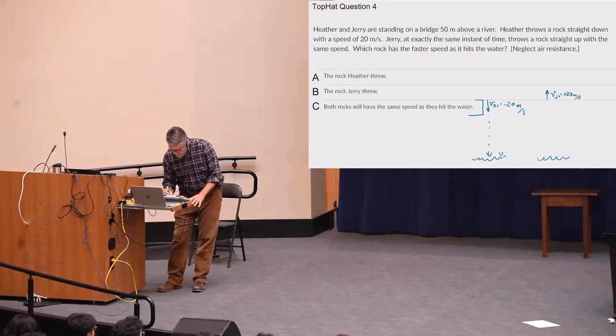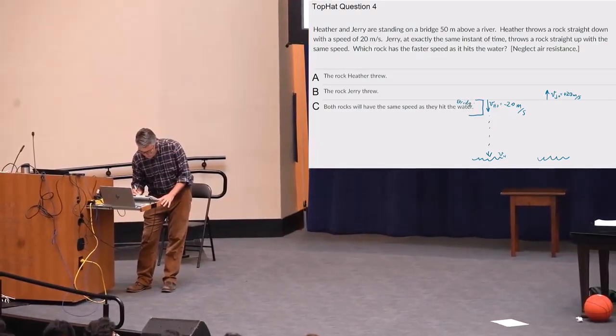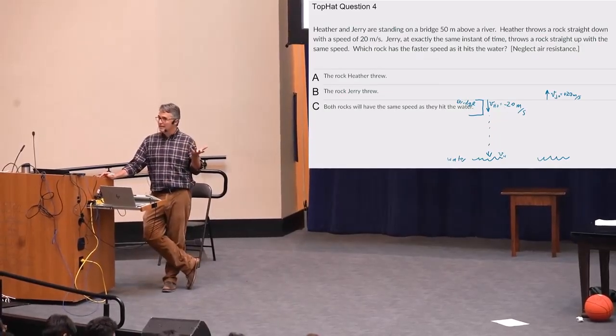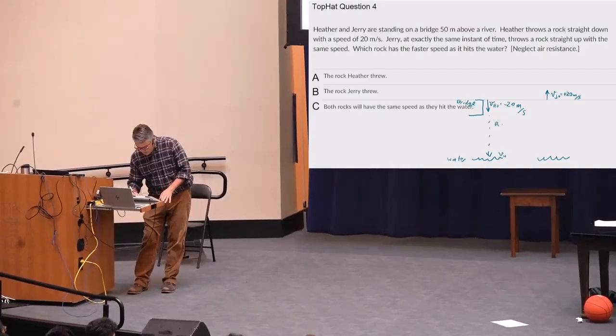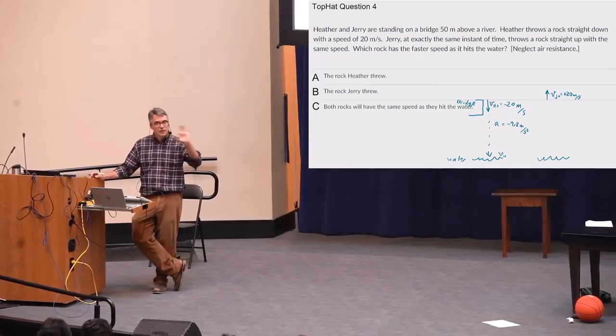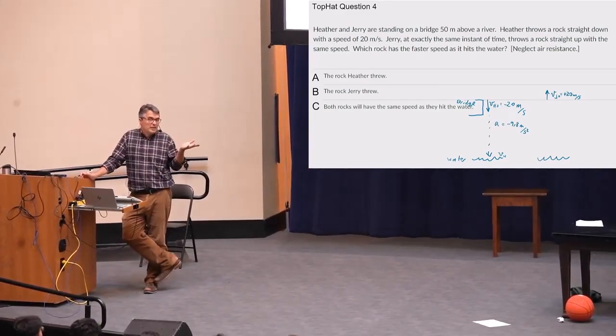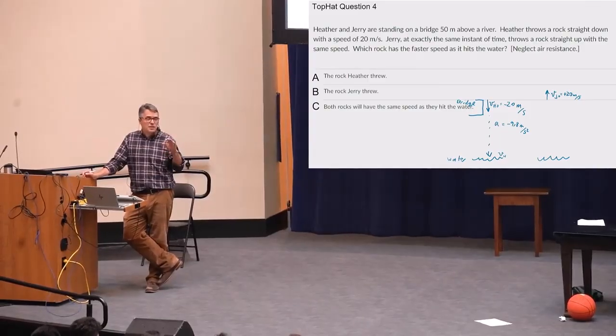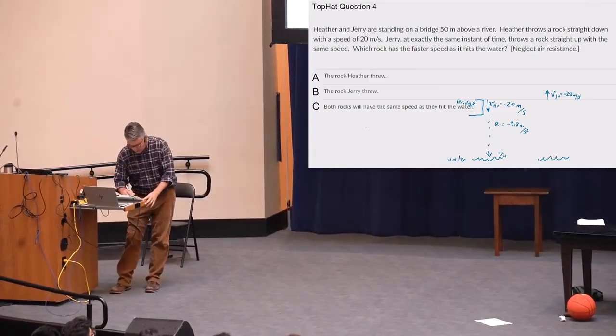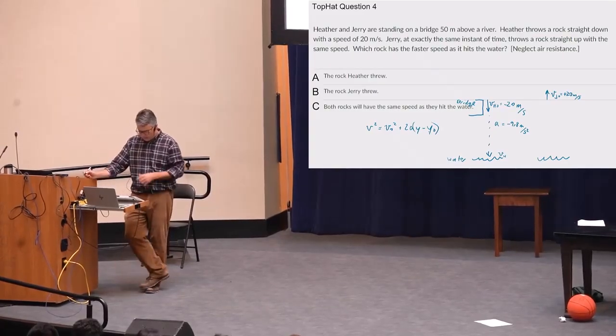So certainly, this is the bridge. And down here is the water. Heather is the one who throws the rock straight down. So the initial velocity of the rock is minus 20, and then it'll accelerate with acceleration of negative 9.8 meters per second squared. So it's going to speed up on the way down. It's going to have some final velocity just before it hits the water. I don't think anyone cares about the time it takes, so you could use, for example, v squared equals v initial squared plus 2 times a times (y minus y0). Anyway, you could find that speed.